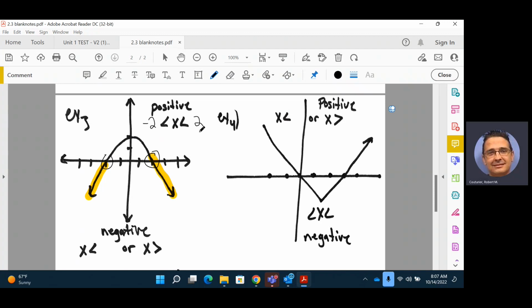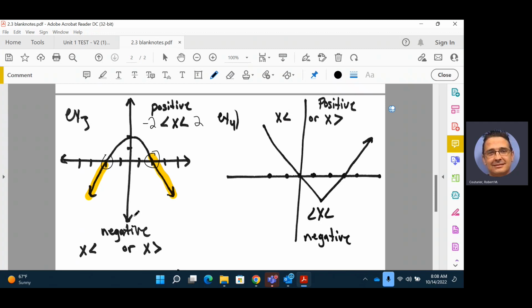So for when our x values are in between, this is how we read this. When our x values are in between -2 and +2, our graph is considered to be positive, or even more specific, all of the outputs. When you input any number between -2 and +2, the outputs are positive. And that's how we get this above here.